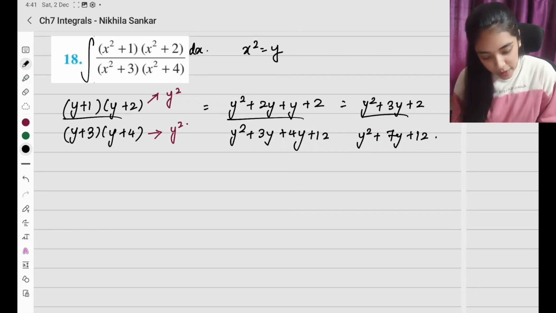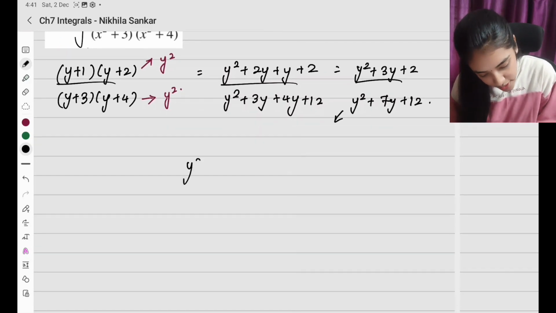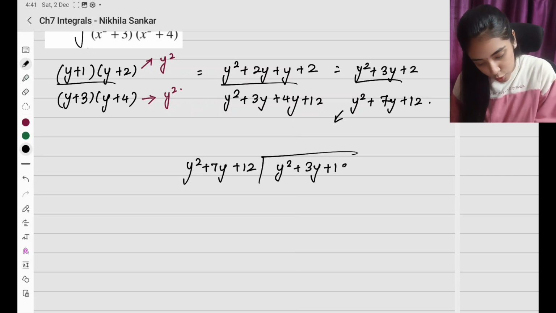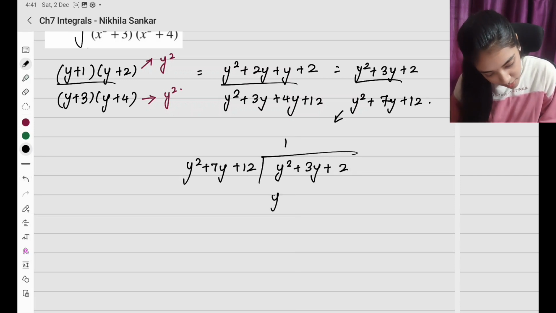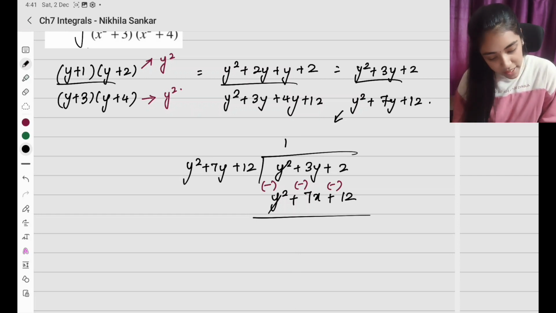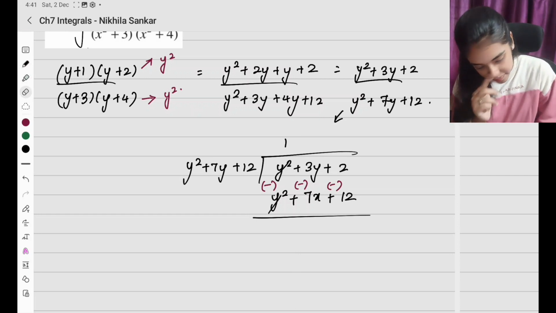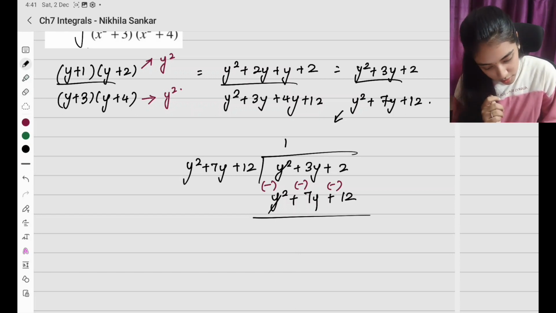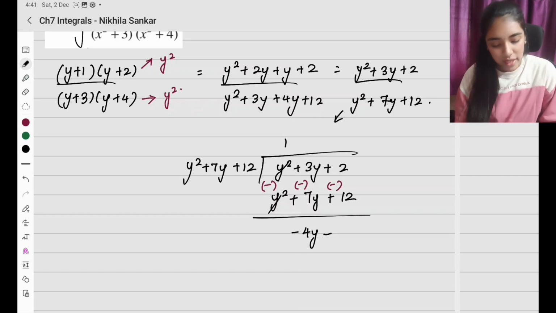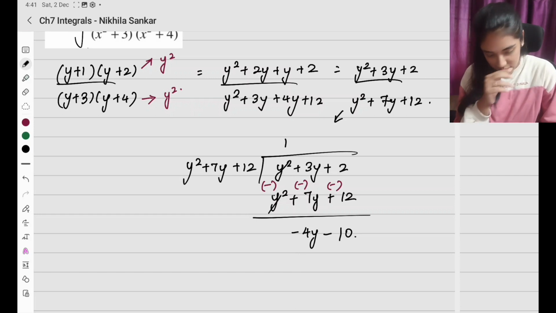So when I divide, this is my divisor. So y square plus 7y plus 12, y square plus 3y plus 2. So this is 1 times y square plus 7y plus 12. When I subtract, everything becomes a minus. So these two get cancelled. 3y minus 7y. Sorry, this is a y, please change it. It's going to be 7y. So I have 3y minus 7y, which is minus 4y, minus 2 minus 12 is going to be minus 10. So this is my quotient, remainder and divisor.